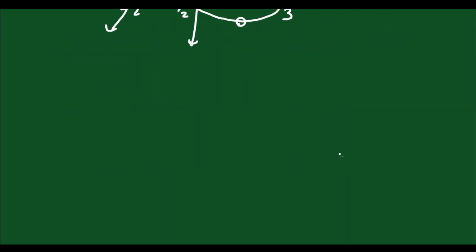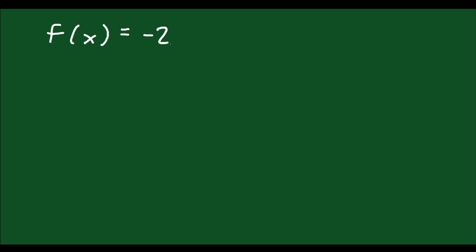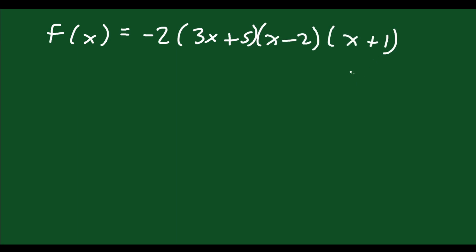We can do another one. I could say f of x equals negative 2 times (3x plus 5) times (x minus 2) times (x plus 1). And if you were to expand this, your very first term would be negative 2 times 3x times x times x. It's going to be negative 6x cubed. So it's another cubic function, but the a value is negative this time.